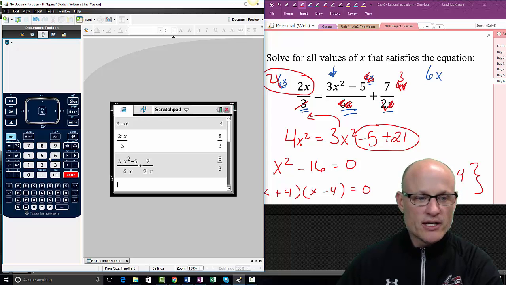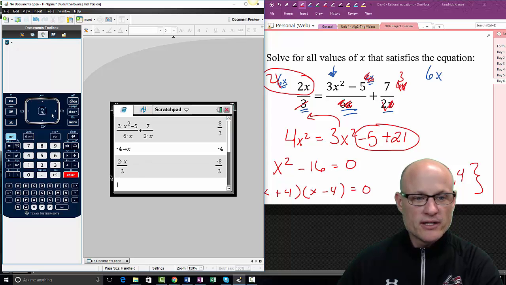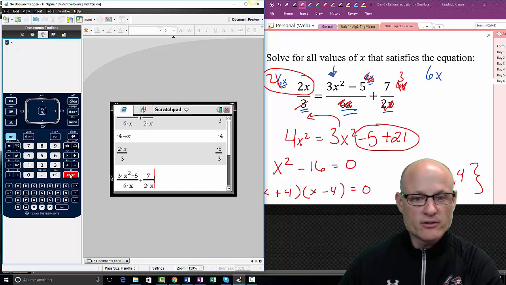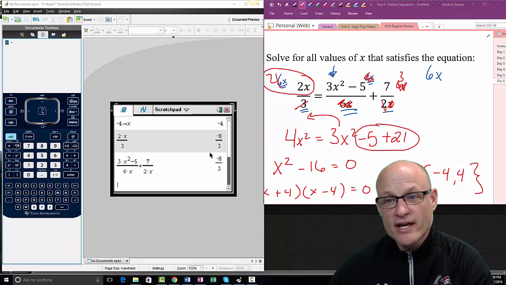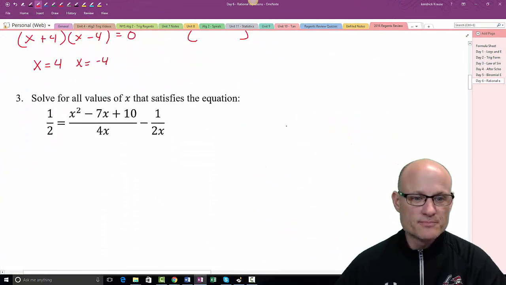Hey, 8/3. Now I'm going to take negative 4, control var x. This one takes a little bit longer to check. Hit the up arrow until this first one's highlighted. Enter. Enter. Negative 8/3. Now hit up arrow until this one's highlighted. Enter. Enter. And they're both negative 8/3. We're good. Yay. All right, I'm probably not going to, well, maybe I'll check. I don't know. We'll see.